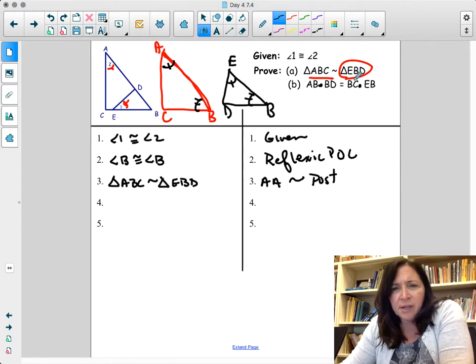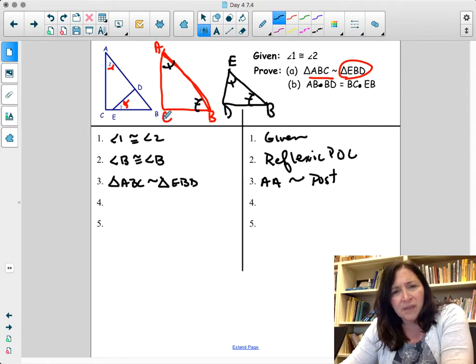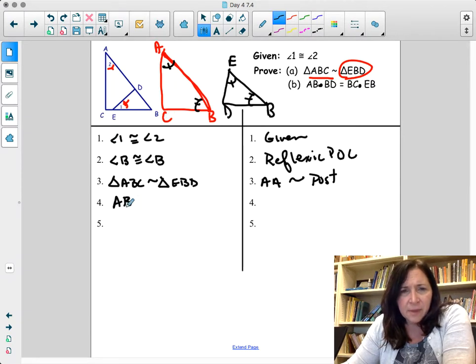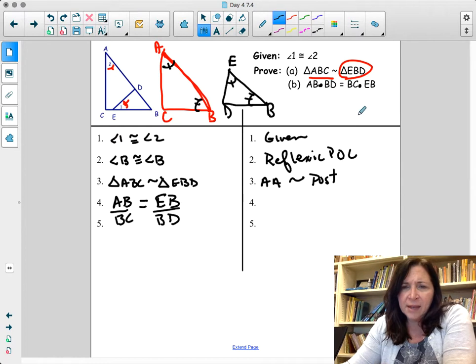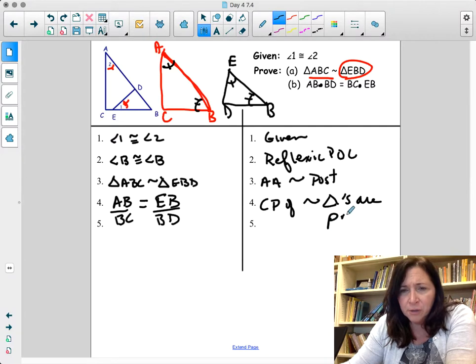All right, so you do need to kind of look at this and go, okay, what are they trying to say? AB is to BC as EB is to BD. And what that is, is corresponding parts of similar triangles are proportional.